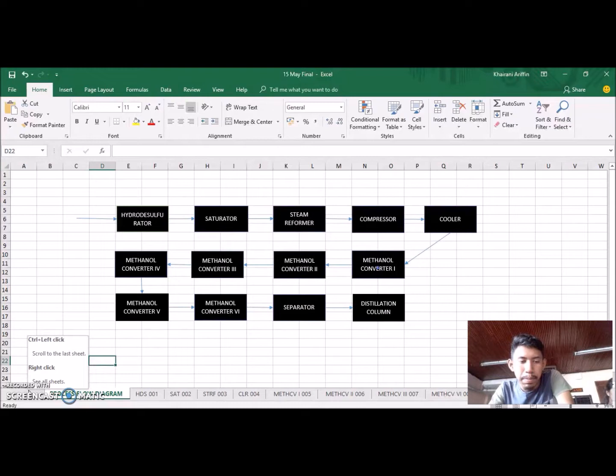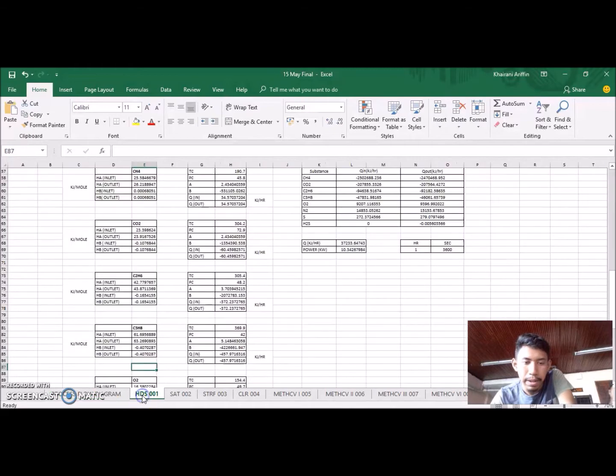So, this is our process flow diagram. First, we have hydrolysis separator, then saturator, steam reformer, compressor, cooler, Methanol converter 1 until 6, separator, and distillation column. So, for the first reactor, we have hydrolysis separator.